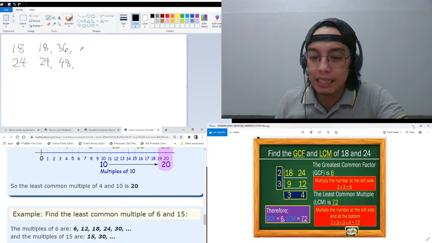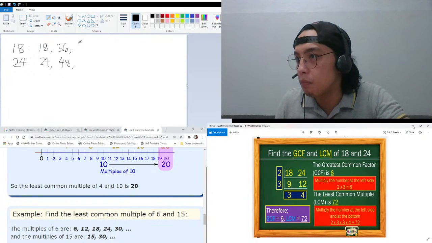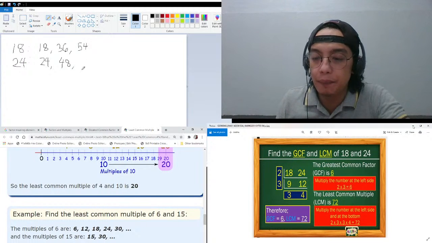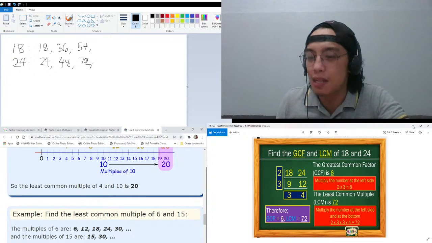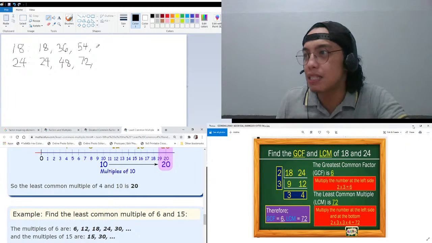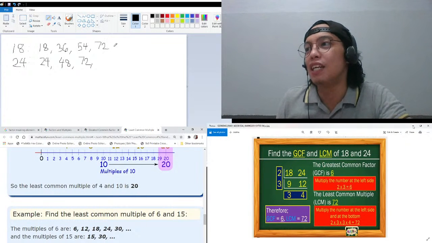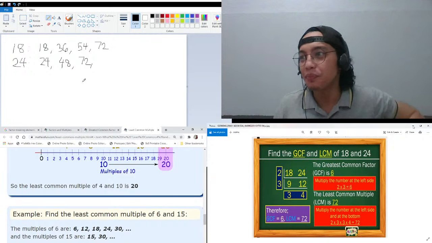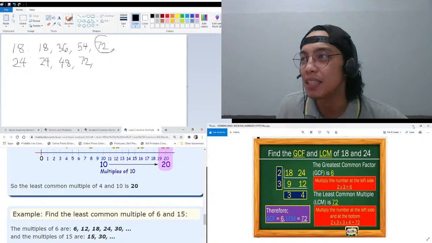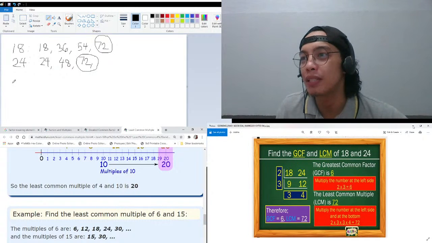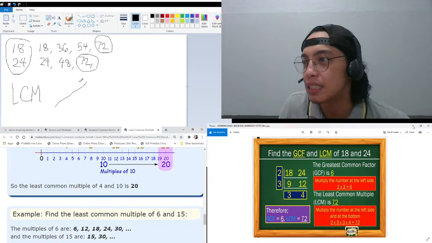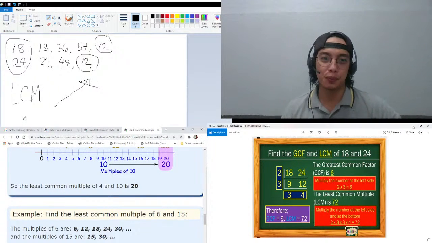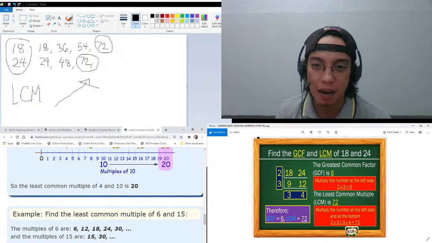18 times 3 is 54. 24 times 3 is 72. We still have no common multiple. Let's move on. 18 times 4 is 72. With that, 72, we have a common multiple, 72. So the LCM of 18 and 24 is 72. Okay?